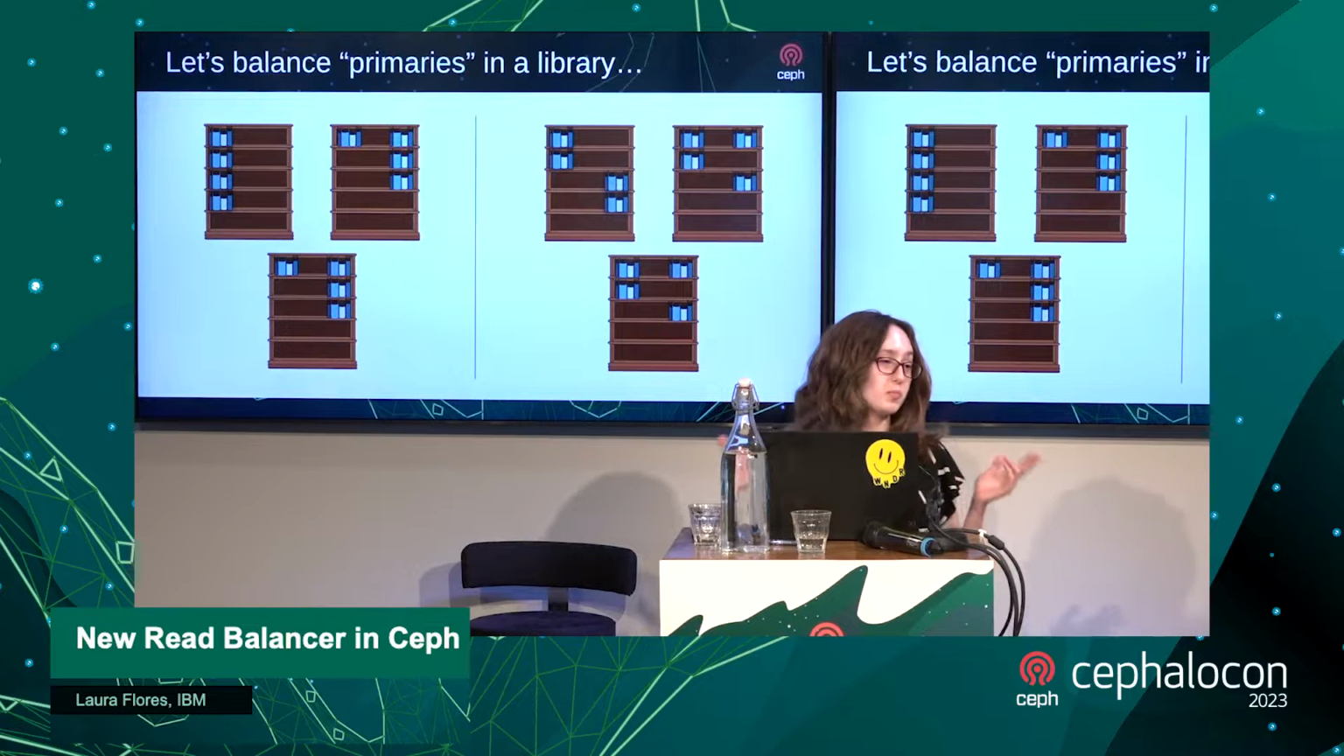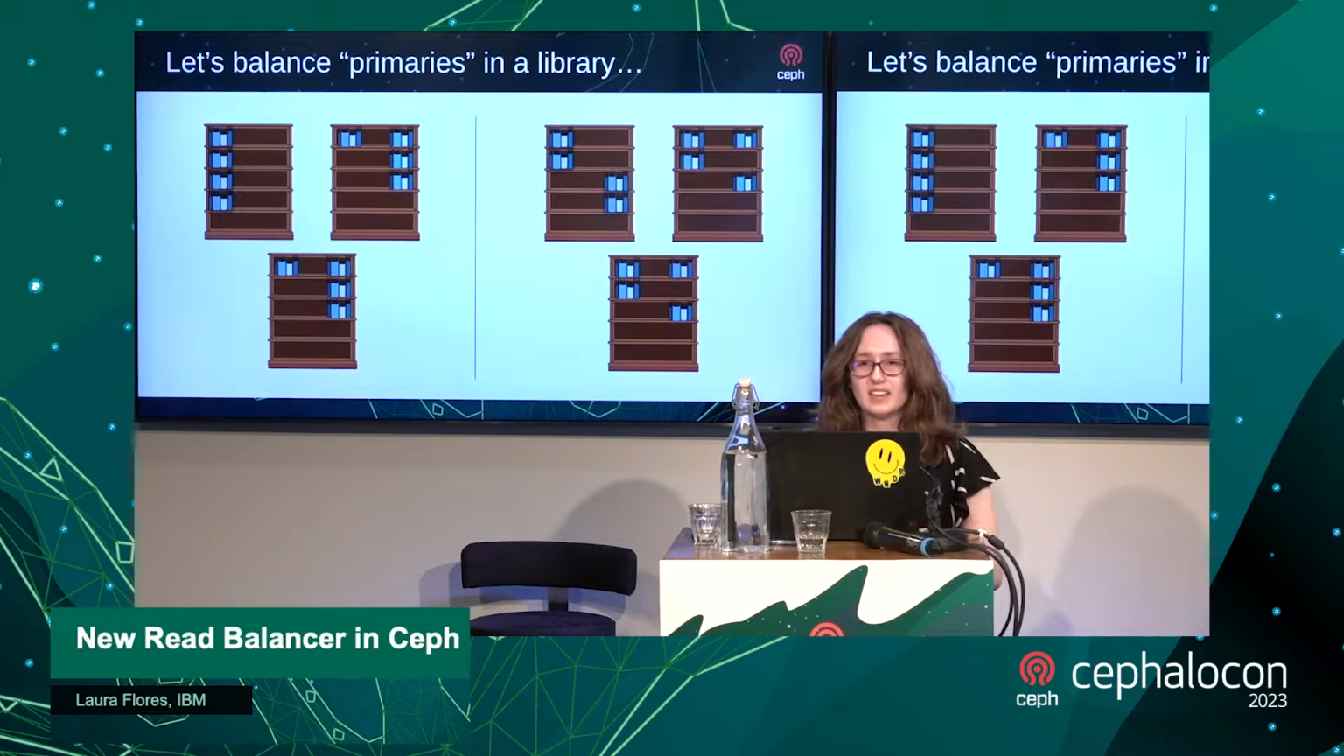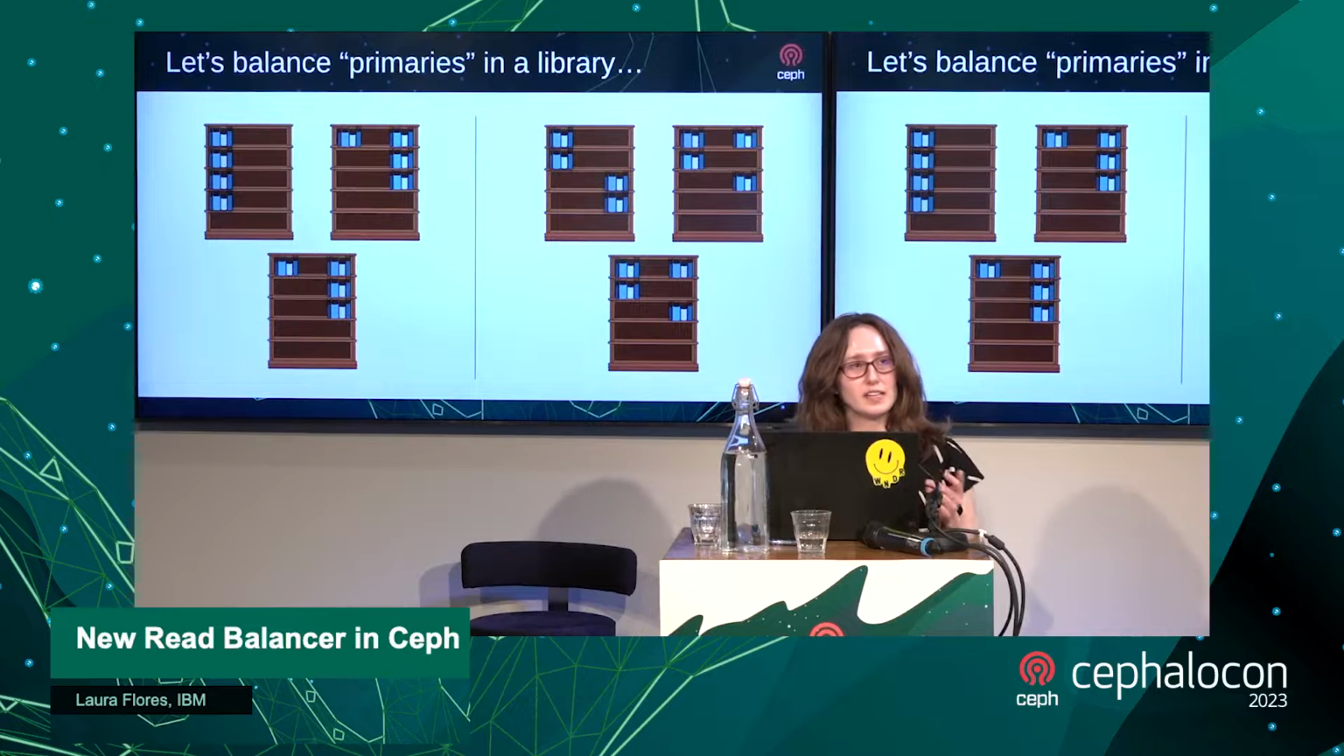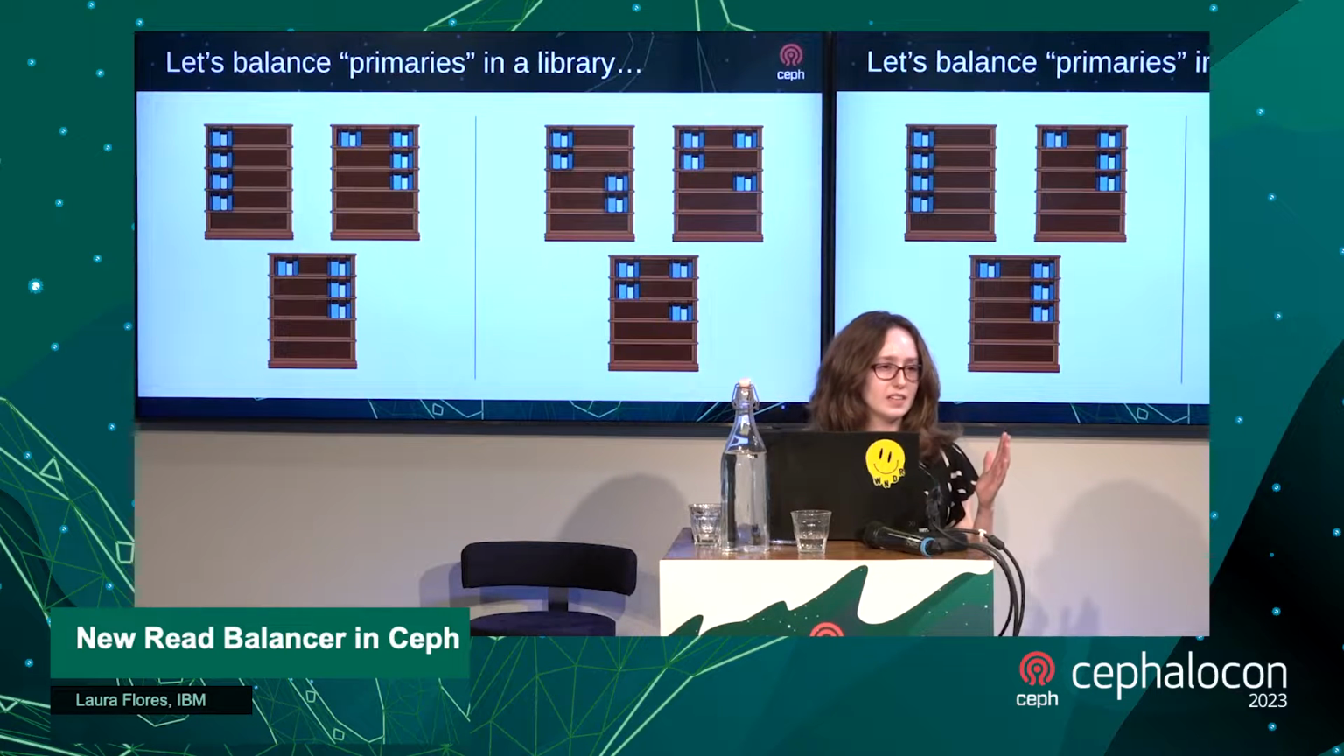Now let's balance primaries in a library. For this, I had to think about how we could talk about it in a library, but let's just say that all of the books on the left hand of the bookcase are the most important books, or the primaries. On the first bookcase, we have 4 books to the left. So there are essentially 4 primaries on this bookcase.